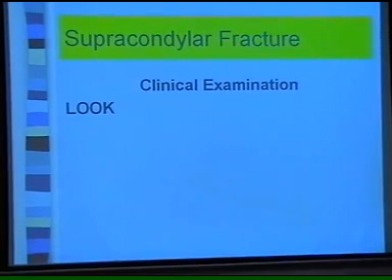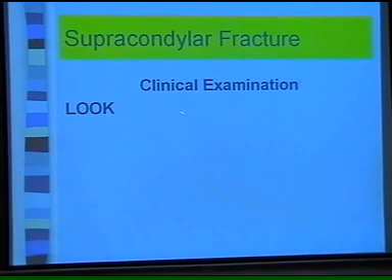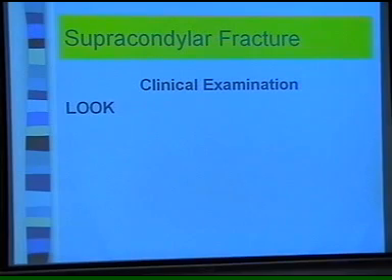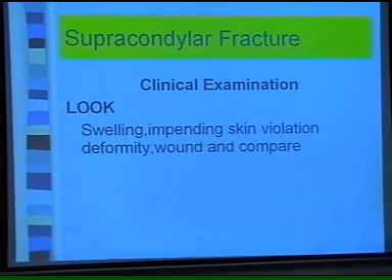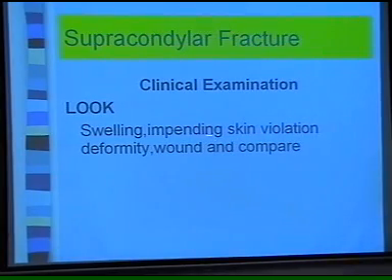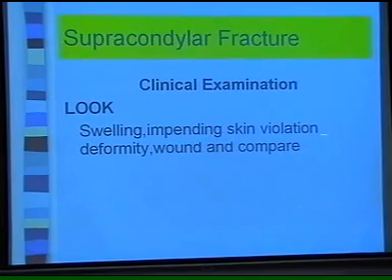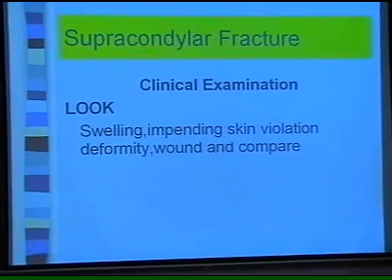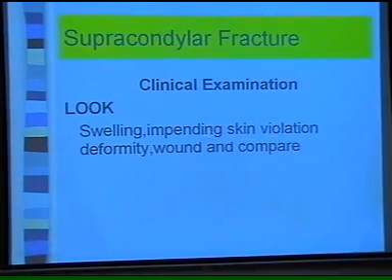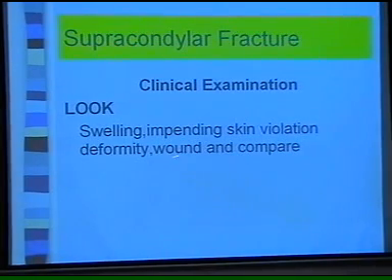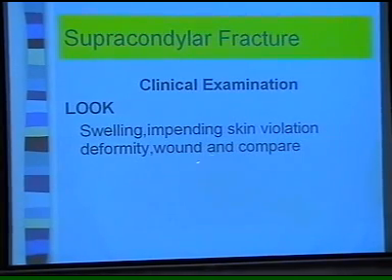Clinical examination. Just a revision of our initial method of clinical examination: look, feel, and move. So what do we look at? A fracture of the supracondylar area of the humerus. There will be a swelling. There will be an impending skin violation because of the bony fragments pushing on the skin. As you know, the elbow from behind is subcutaneous, so fragments can be pushing on the skin. There will be an apparent deformity. There may be a wound.